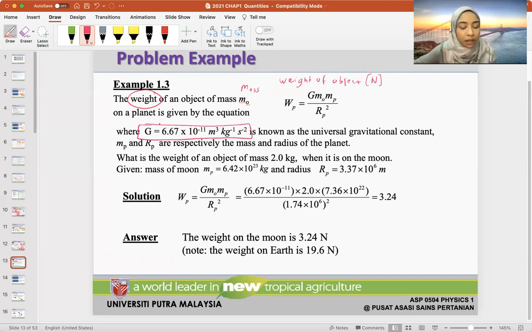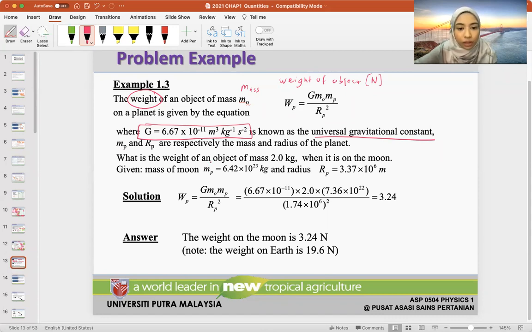Okay, this is what I meant when you will be given constants. You don't have to memorize constants. They will be given. So G equals 6.67 times 10 to the minus 11 meter cubed per kilogram per second squared, known as the universal gravitational constant. This will be given, don't worry about it. MP and RP are respectively the mass and the radius of the planet.